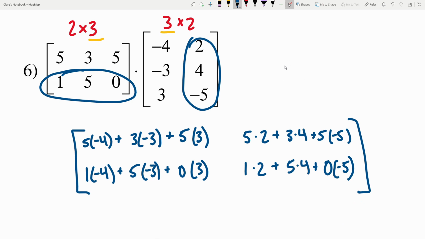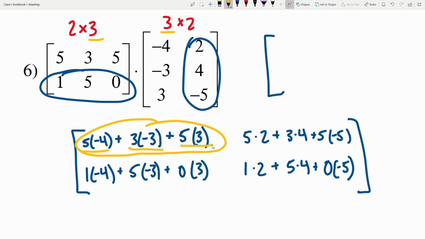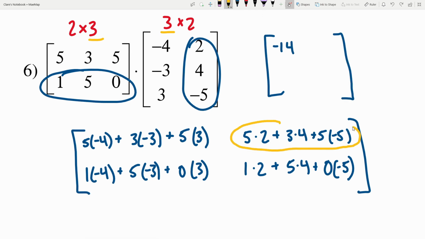Now what's my result? Well, let's go ahead and add it up. It's a 2 by 2. First entry in the first row is going to be negative 20 plus negative 9 plus 15. So negative 29 plus 15 is going to be negative 14. Now for the second entry in the first row, 5 times 2, I have 10 plus 3 times 4, which is 12, plus 5 times negative 5, which is 25. 10 plus 12 is 22, plus negative 25 is going to be a negative 3. And if you're having trouble doing this mental math in your head, feel free to write out another step simplifying a little bit further.